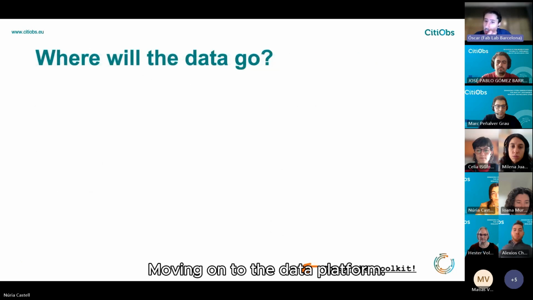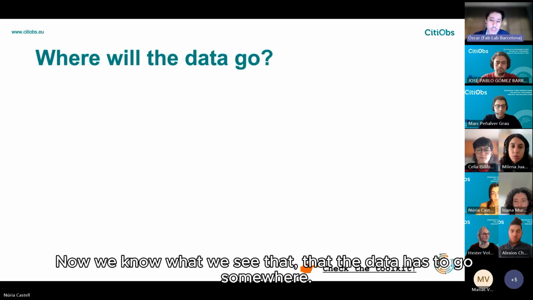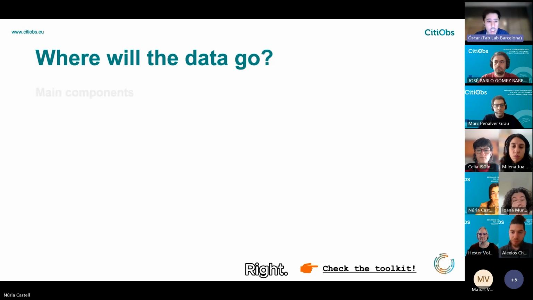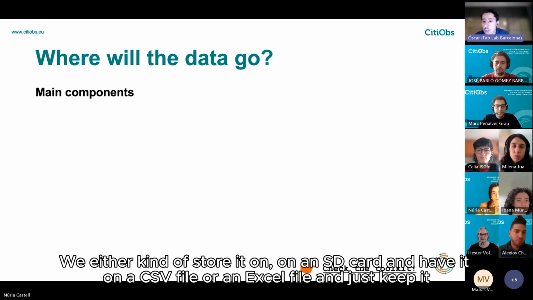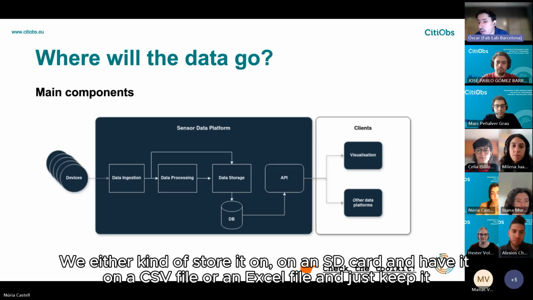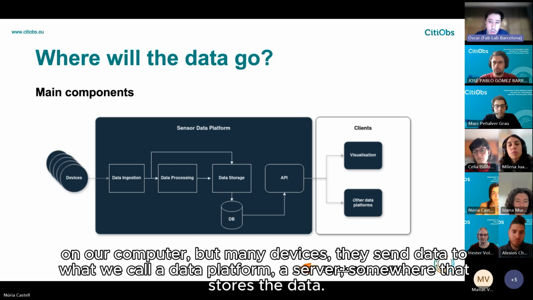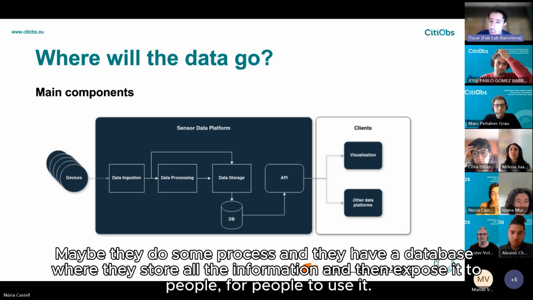Moving on to the data platform, we see that the data has to go somewhere, right? We can either store it on an SD card in a CSV file or an Excel file and just keep it on our computer. But many devices send data to what we call a data platform, a server somewhere that stores the data. Maybe they do some processing and have a database where they store all the information and then expose it for people to use.